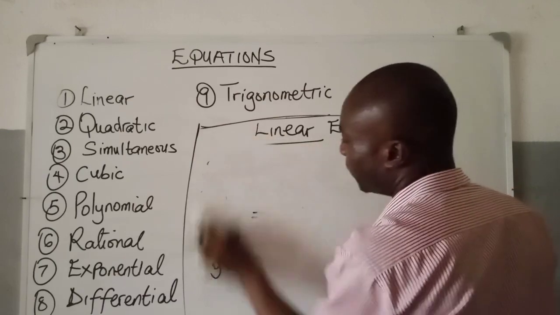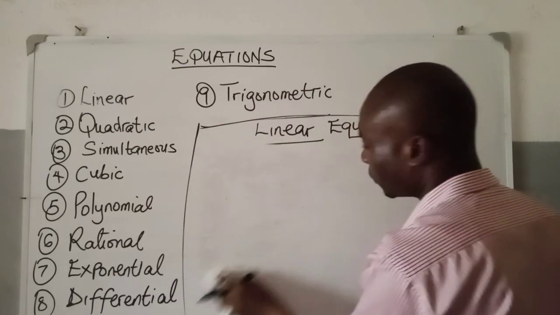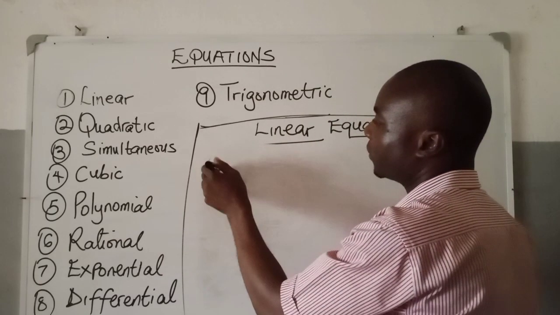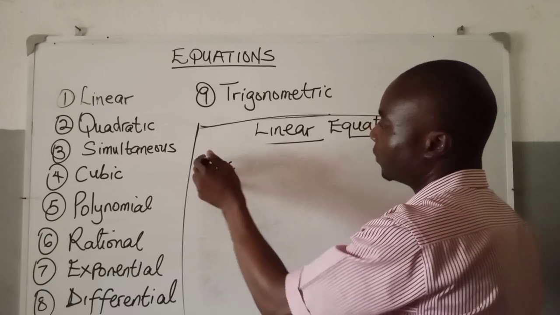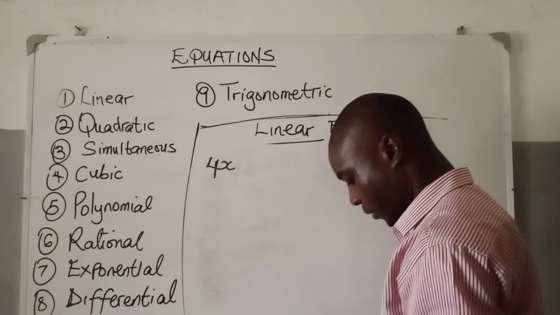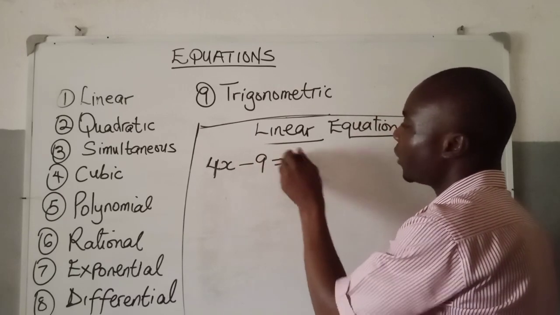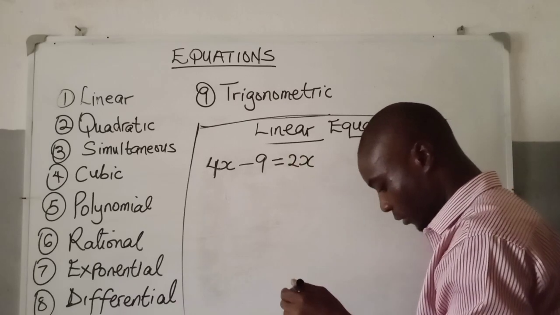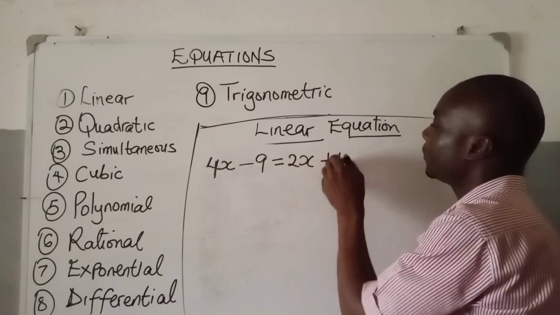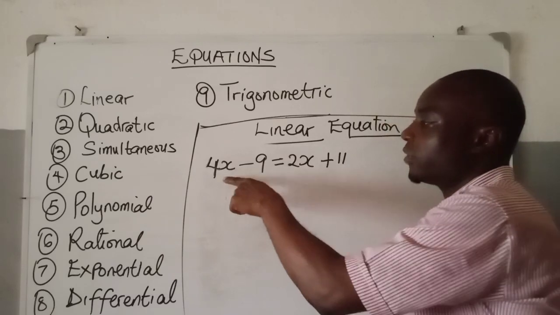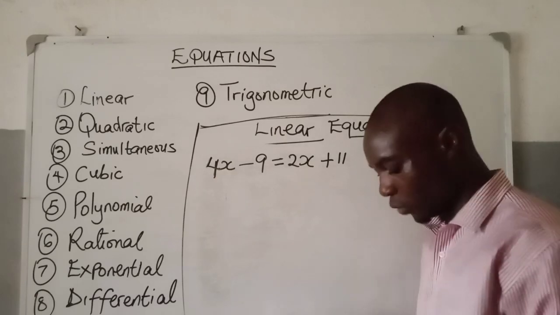So let's consider another question. We have 4x minus 9 is equal to 2x plus 11. In this question, you can see we have two algebraic terms here, 4x and 2x.